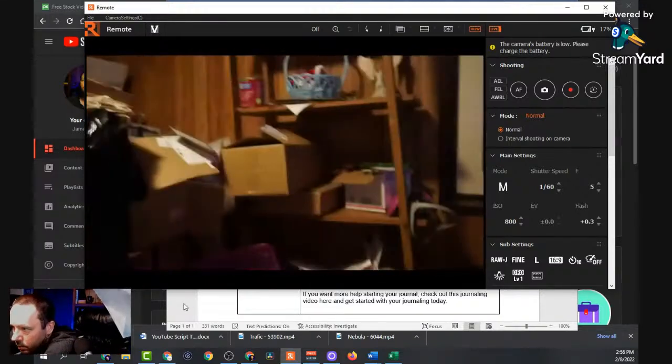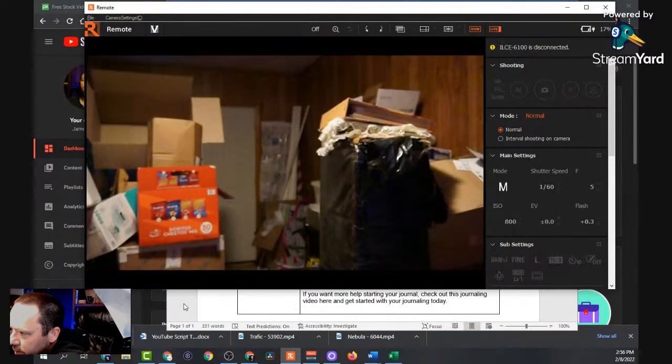Now we have to unplug the camera, set up USB.